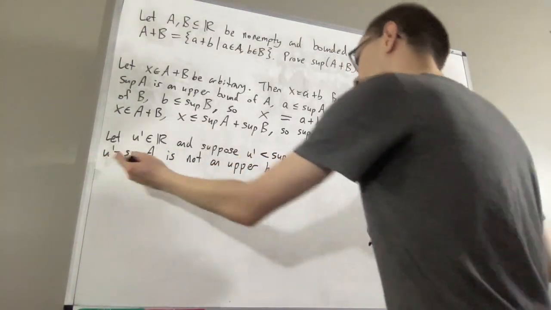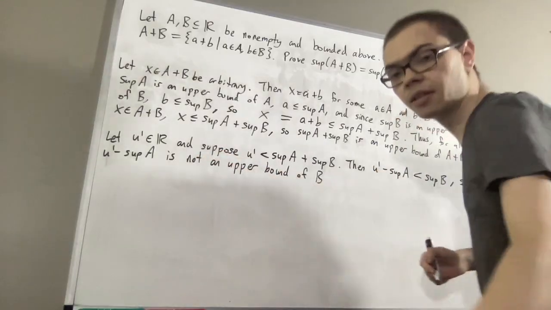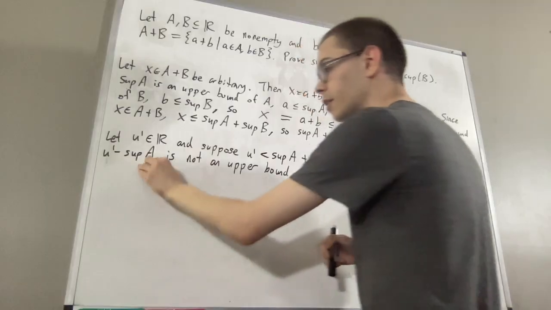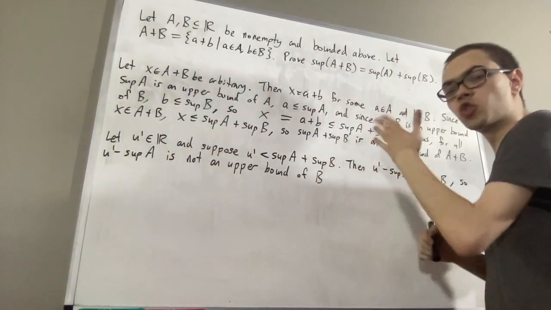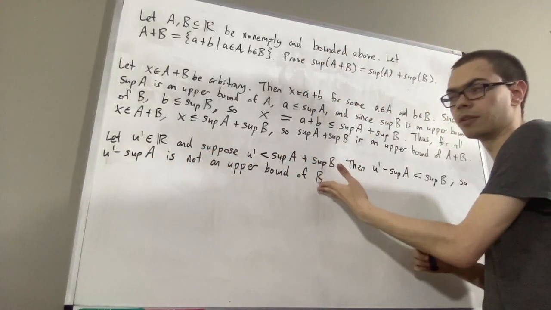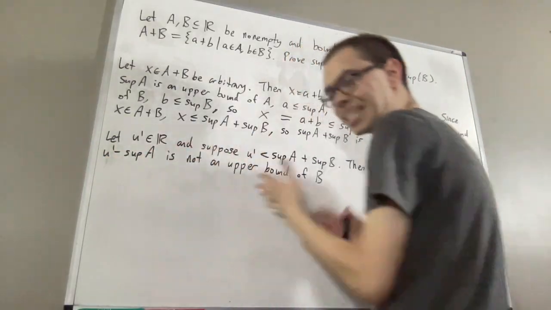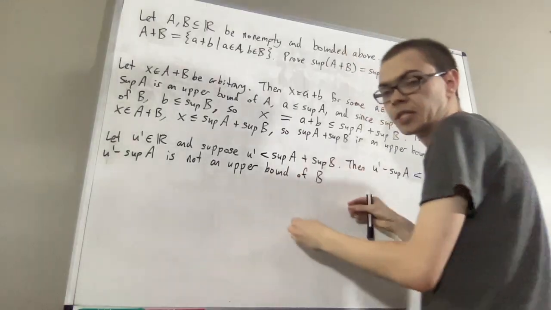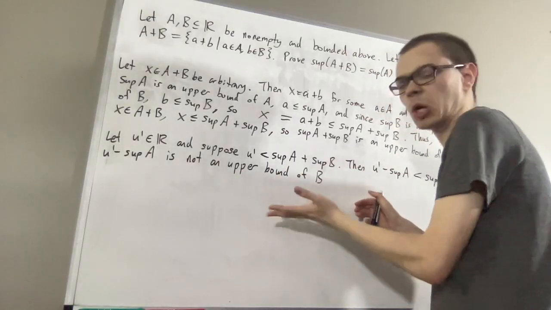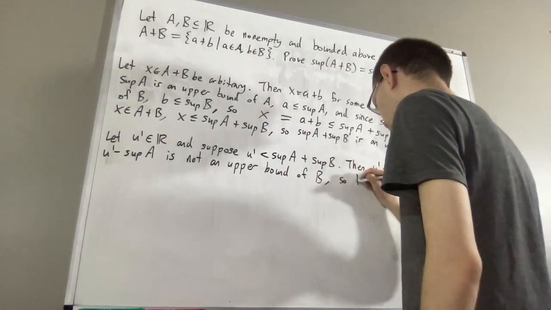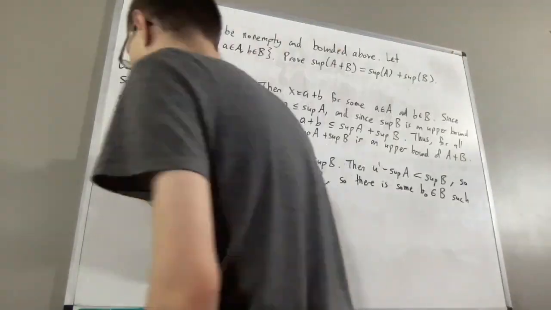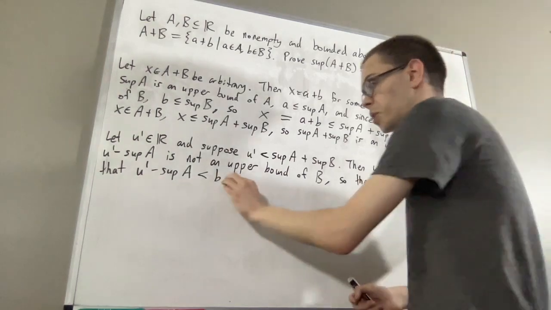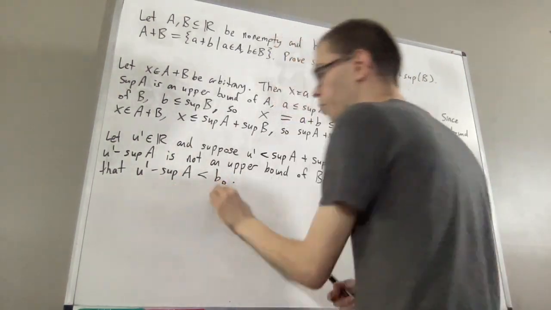And since u prime minus the supremum of a is not an upper bound of b, what does that mean? It means u prime minus the supremum of a is strictly less than some element in b, right? U prime minus the supremum of a can't be greater than or equal to every element of b. Instead, it must be strictly less than some element in b. Call it b naught. So that's what we get, but then let's just subtract b naught to the other side, add the supremum of a to the other side.